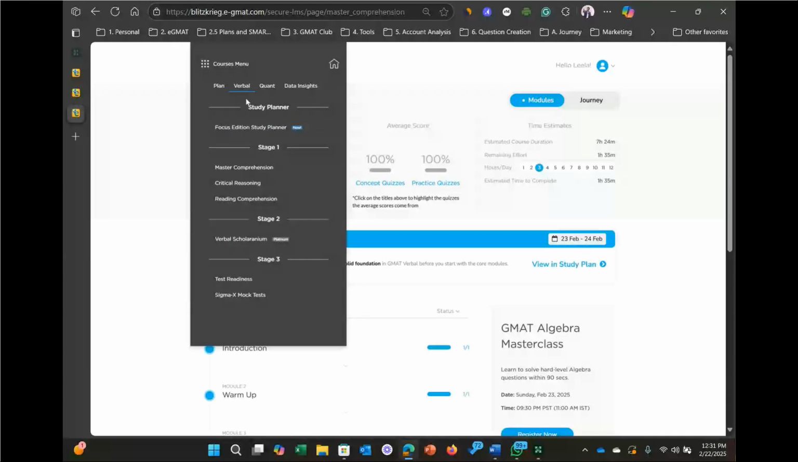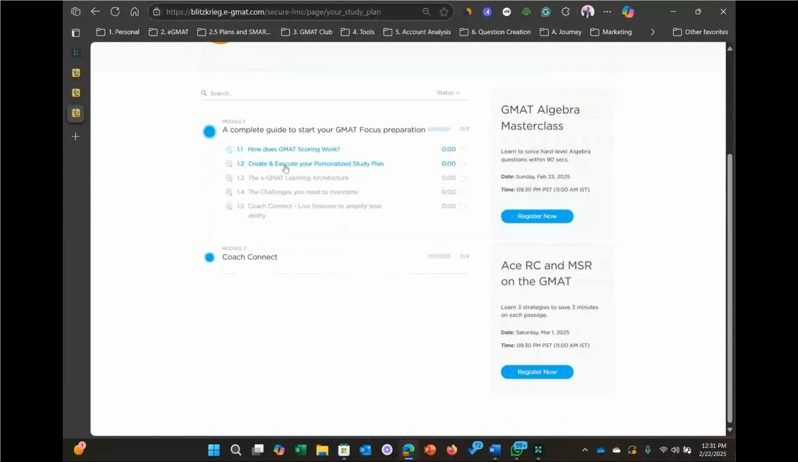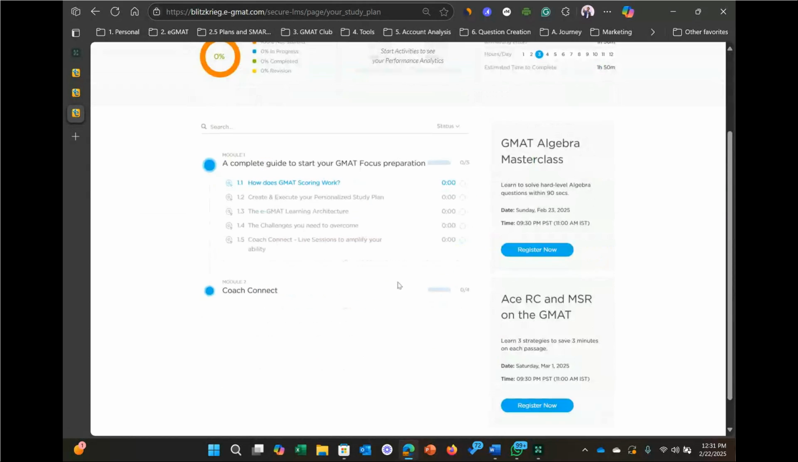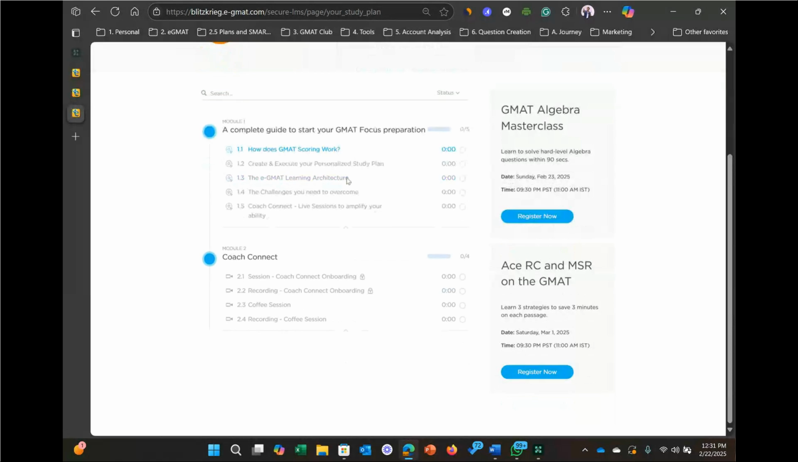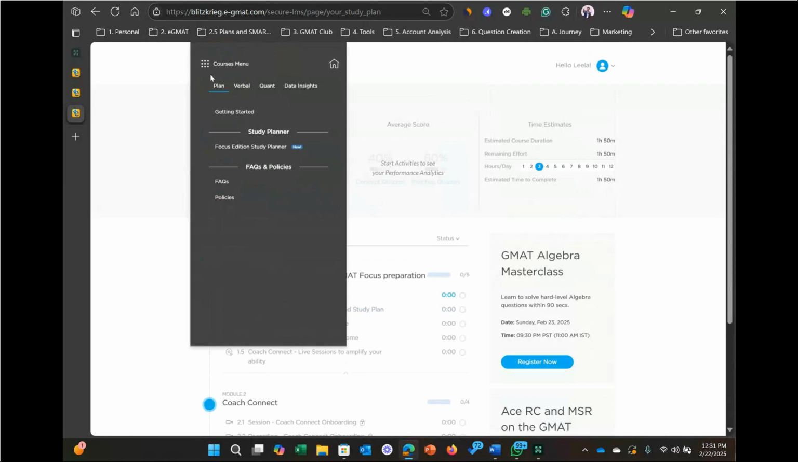So if you're an e-GMATer, the first thing you ought to do is make sure that you go through your Getting Started course. This is absolutely essential. Here it tells you how your GMAT scoring works, how to execute it, and then we also have a complimentary live sessions course that we give you for 15 days that you should go through.